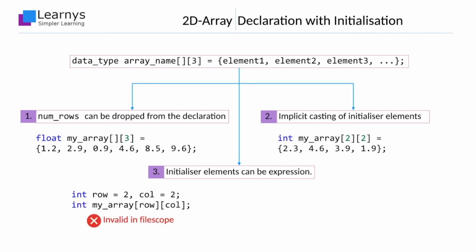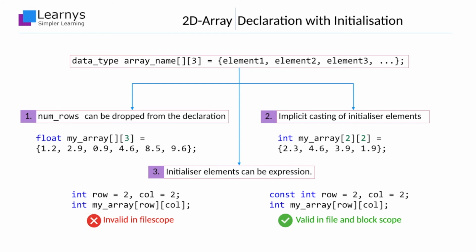That is why this piece of code will not compile in file scope but will compile without a hitch in the block scope. On the other hand, these statements will compile in either of the two scopes. Please refer to the video on expressions for a better understanding of constant and non-constant expressions.